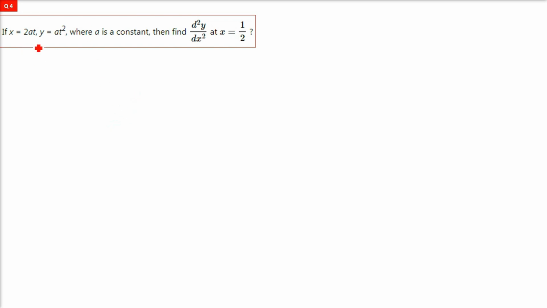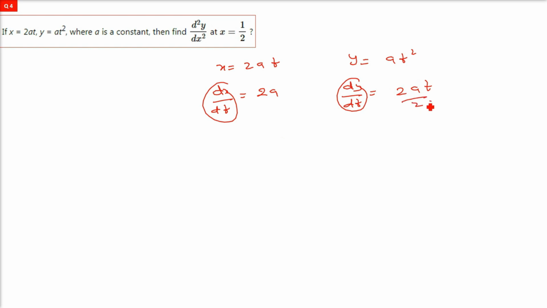X is equal to 2at, y is equal to at square. A is a constant. So we have to find out d2y by dx2 at x equals half. So dx by dt will be equal to 2a. Similarly, y equals at square, dy by dt is going to be equal to 2at. Now dy by dx will be dy by dt divided by dx by dt. So 2at divided by 2a, you will get t. So dy by dx will be equal to t.